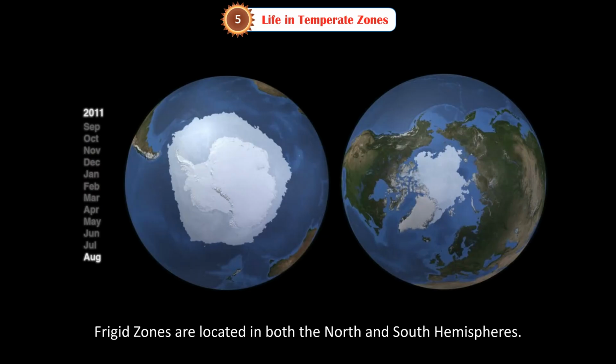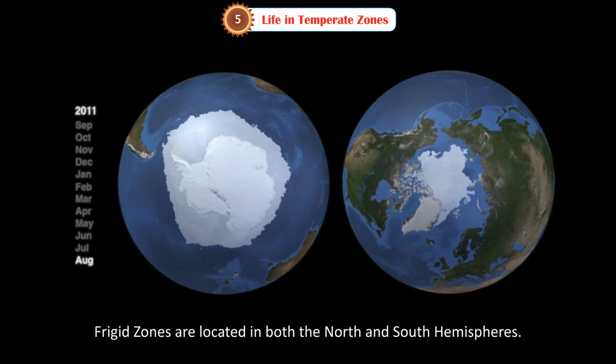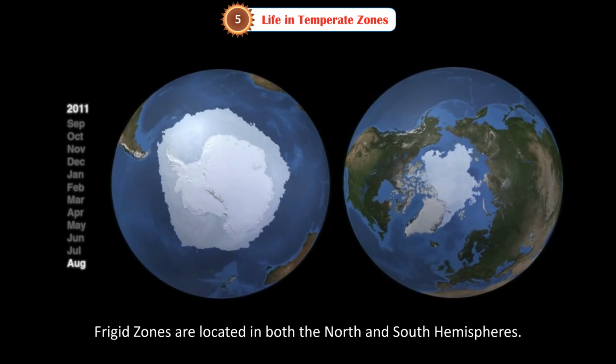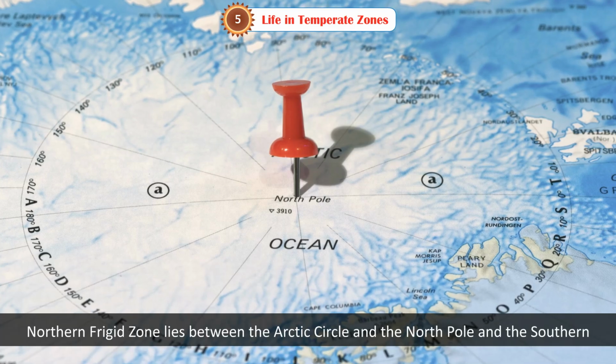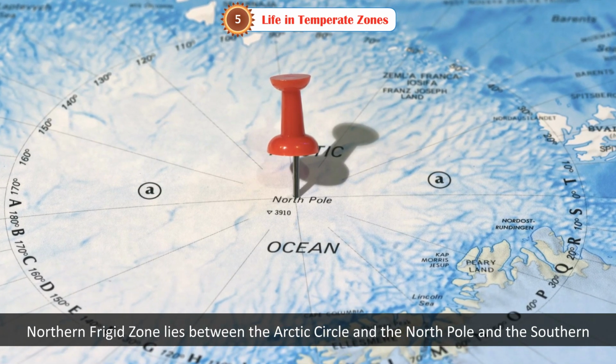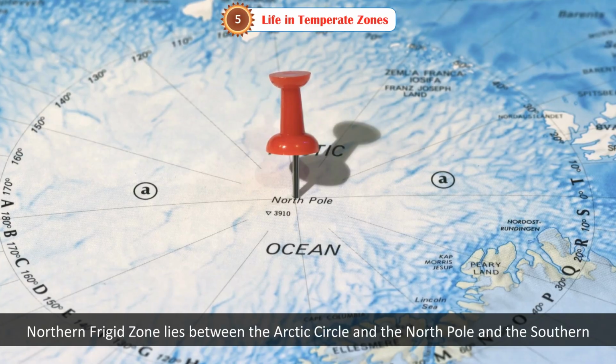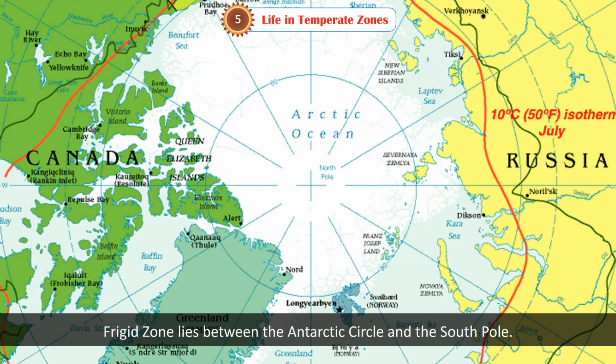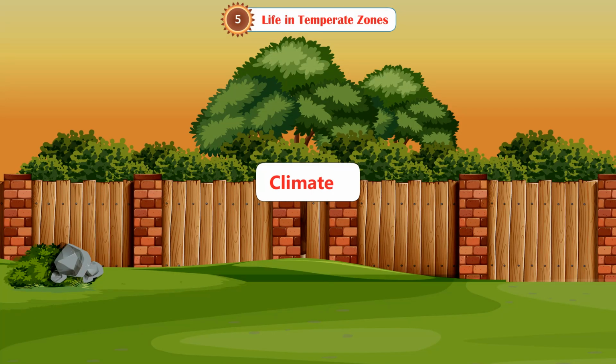Frigid zone. Frigid zones are located in both the north and the south hemispheres. Northern frigid zone lies between the Arctic Circle and the North Pole, and the southern frigid zone lies between the Antarctic Circle and the South Pole.